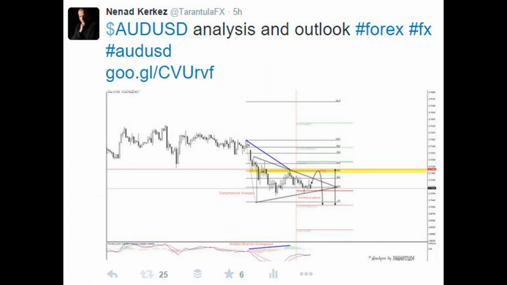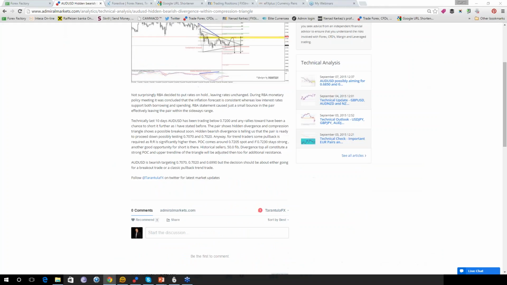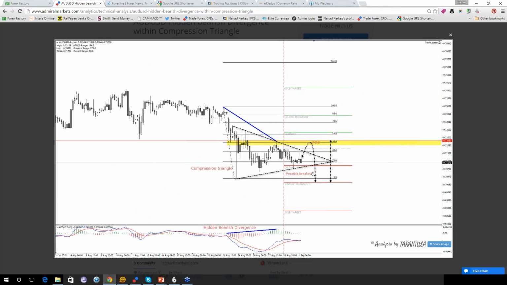Australian dollar analysis, if you remember, this was revised trade setup because I saw that we didn't have a chance to get into the position. So basically, this was the analysis. I will show you now again, okay? So this was the analysis, and basically this was it, okay? And this was possible breakout happened here.